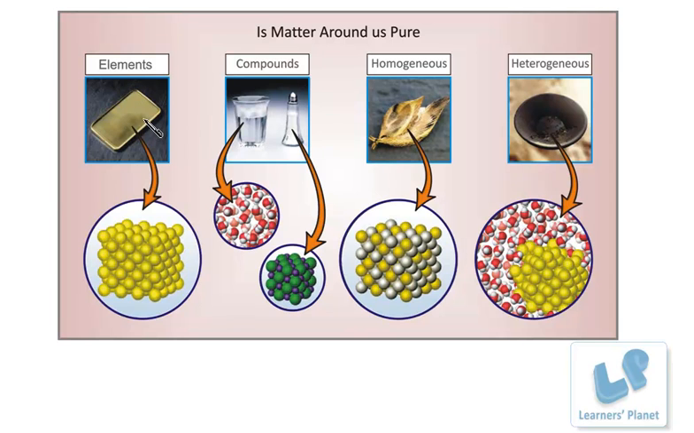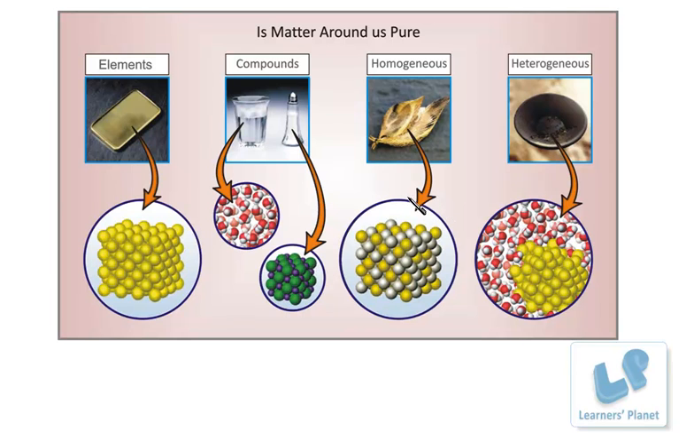See here, some element is given over here. This is occupying some space and has mass, so it is matter. Compound is here. In the compound form, say water is there. This is also matter. This is a mixture. This is also matter. Homogeneous mixture and heterogeneous mixture. So matter is anything which occupies space and has mass.